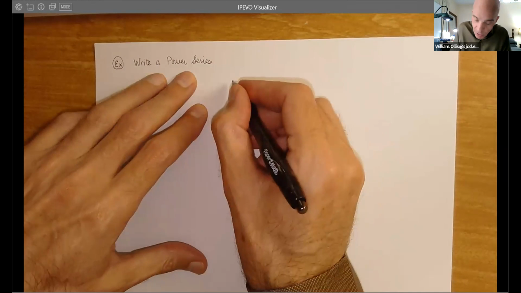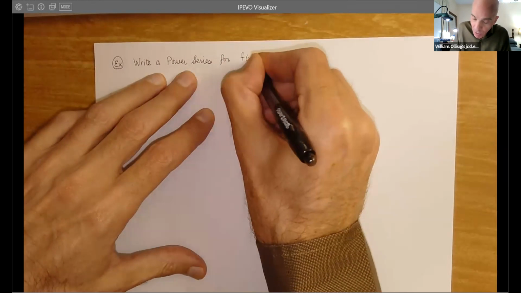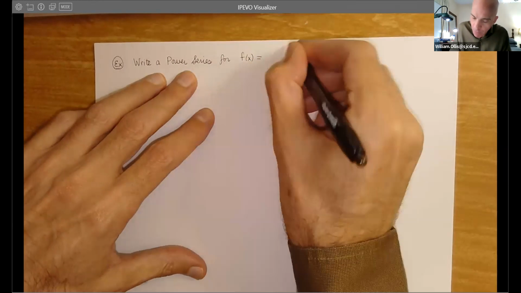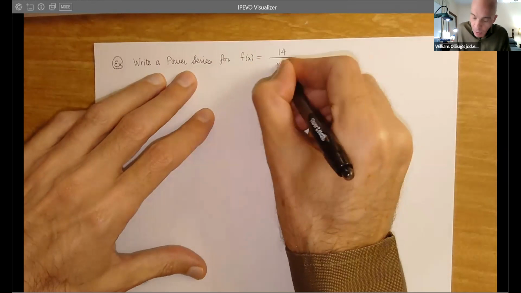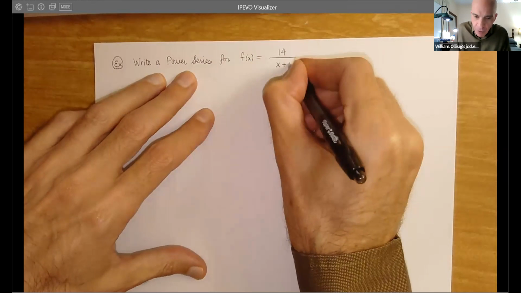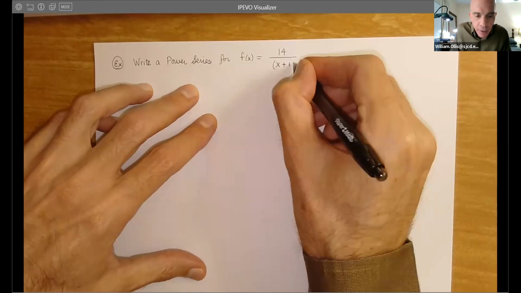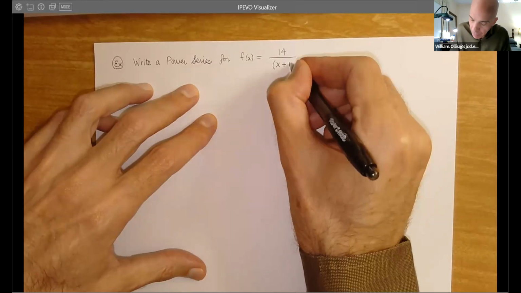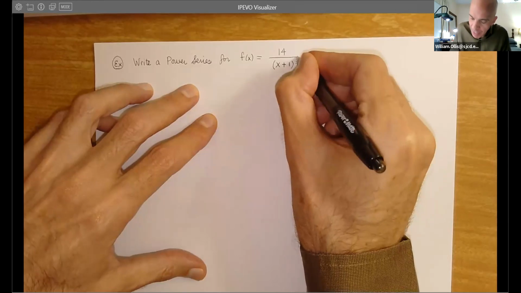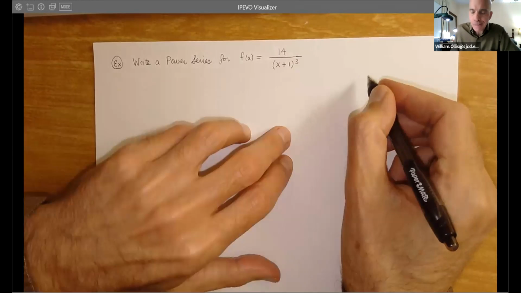Write a power series for f of x. So we have to do some derivatives here. 14 divided by x plus 1, like, oh, here we go again. And let's see here. Yeah, this is going to work. We have a cube here. So we're going to have an x plus 1 quantity cubed.